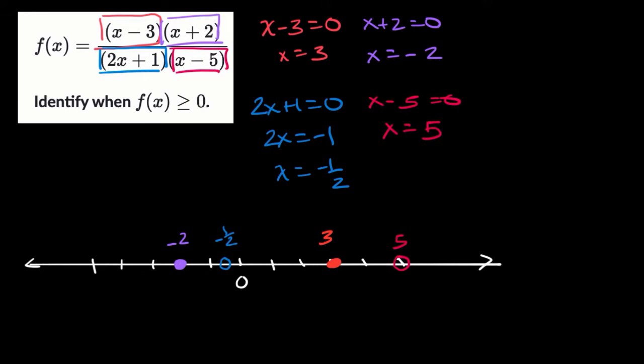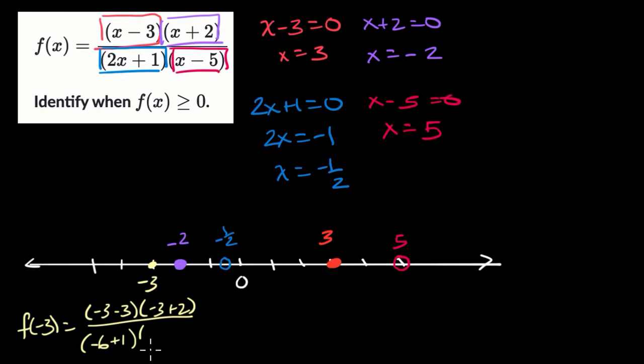So let's try out negative 3 right over here. Let me do these in neutral colors, actually. So let's try this point, negative 3. So if I were to try that out, f of negative 3 is equal to negative 3 minus 3 times negative 3 plus 2, all of that over 2 times negative 3, which is negative 6 plus 1 times negative 3 minus 5. And really all we care about is the sign, whether we are greater than or less than 0.